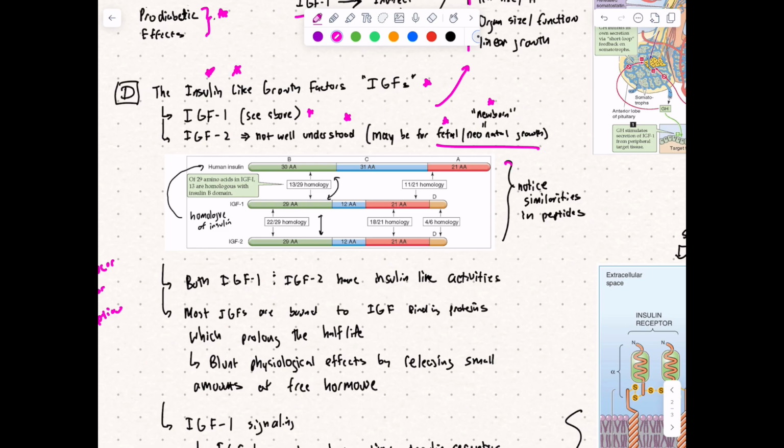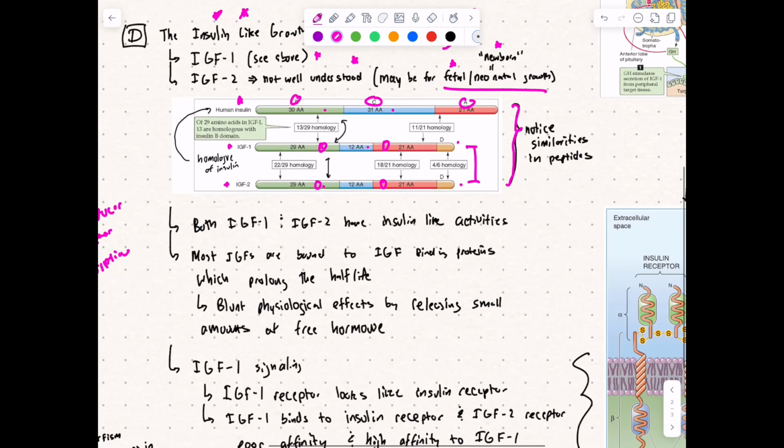So this is just a comparison of the polypeptide that is insulin and IGF-1 and IGF-2. Notice how similar they are overall. Right, section C is quite a bit different, but A and B between all of these, human insulin, IGF-1, IGF-2, are very similar, and then IGF-1 and IGF-2 are different based on 2 amino acids in this fourth section, D. All right, but IGF-1 and IGF-2 have insulin-like activities.